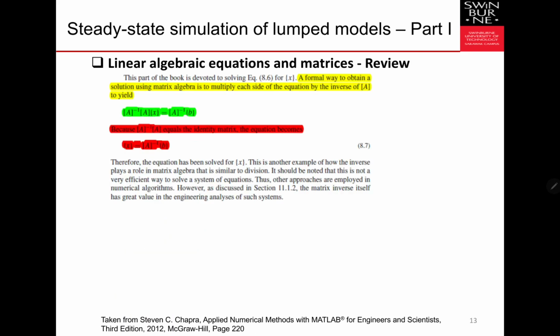This shows a formal way to obtain the solutions using matrix algebra: multiply each side of the equation by the inverse of A to yield this. So if you want to get the value of x, it will be the inverse of A multiplied by B.